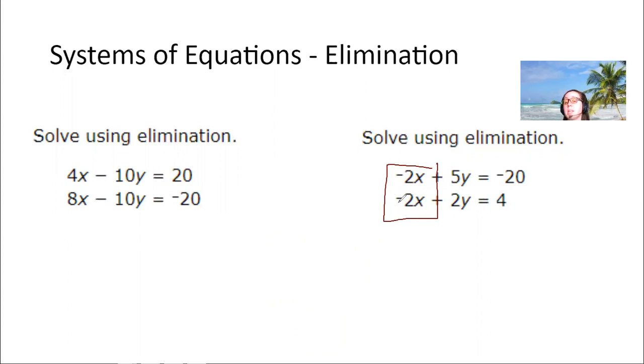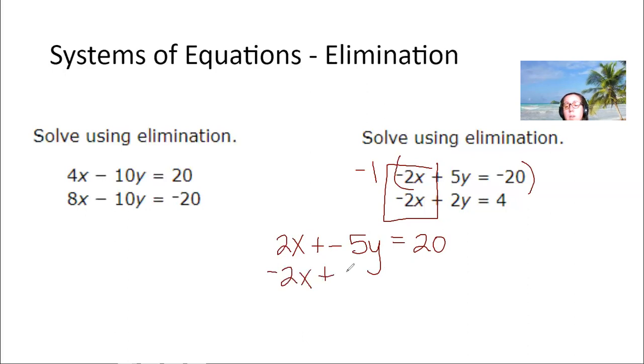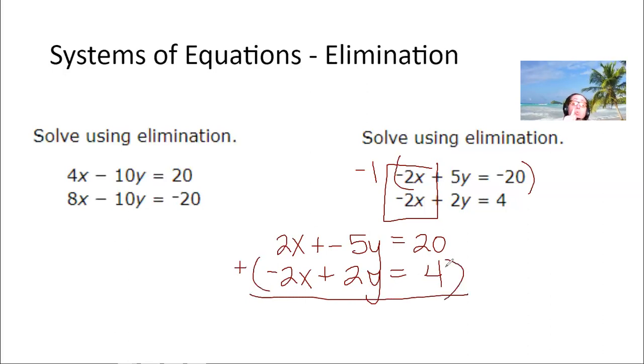So I'm going to multiply the entire bottom equation. It could be the top. Let's multiply the top this time. We'll multiply the entire top equation by negative 1. That's going to get the signs to change. Negative 1 times negative 2x is 2x. Negative 1 times 5y is negative 5y. And negative 1 times negative 20 is 20. Then we write the bottom the way it is. Now we add everything down.